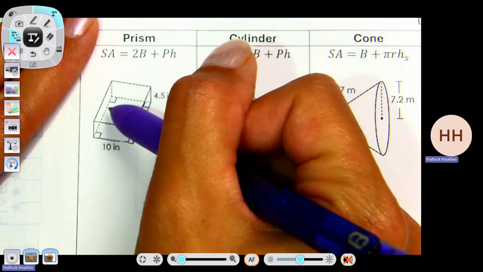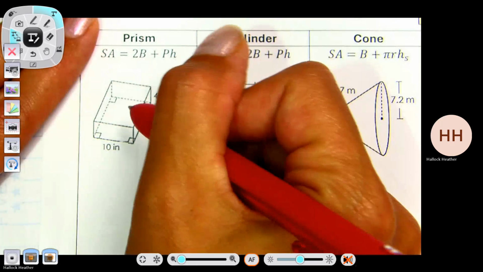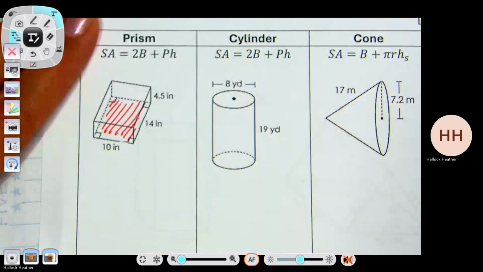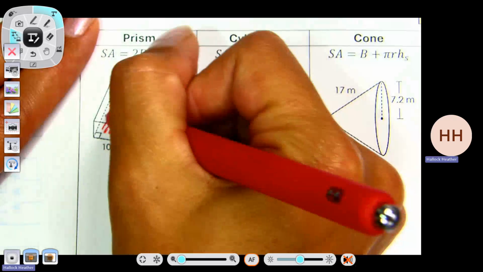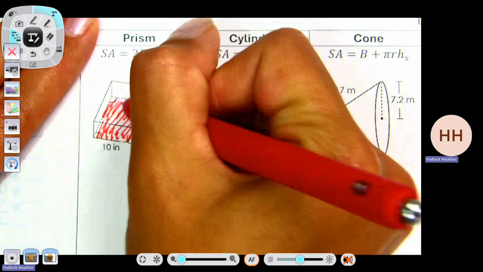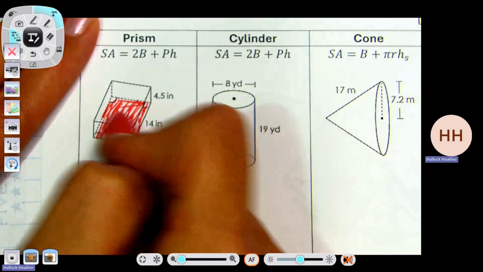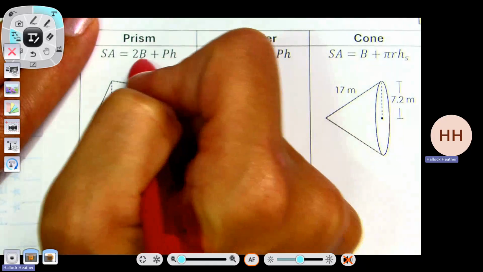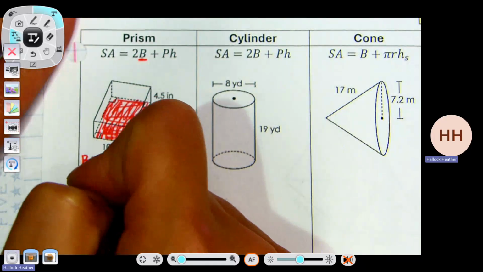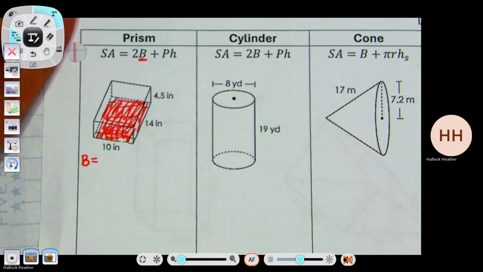So we're going to shade it in lightly. Okay, so that's the bottom. I should shade that in more. Anyways, so we're going to start just like we did before. We're going to start by finding B off to the side. So what shape is my base? Rectangle or square, whatever. It's a rectangle.